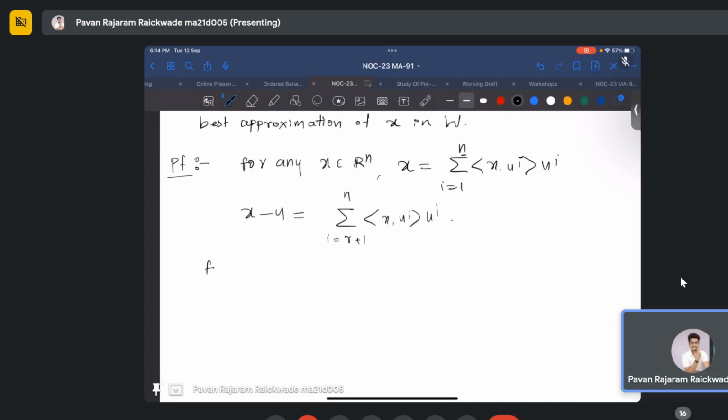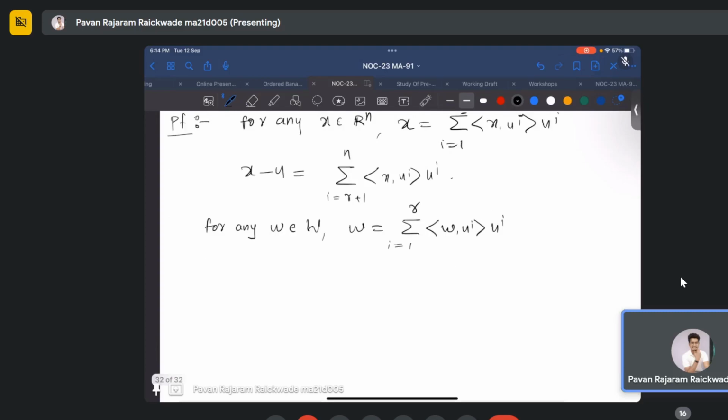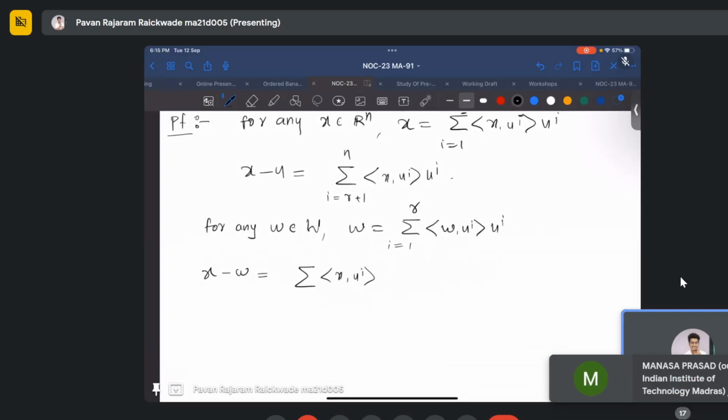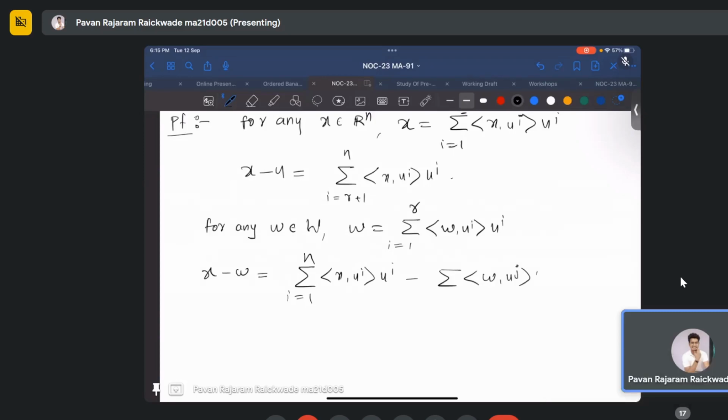Now for any w belongs to capital W, you can also write this w as a linear combination, w with ui, i going from 1 through r. Okay. Now what is x minus w? For x you have the summation of inner product of x with ui, times ui, i going from 1 through n, and for w you have inner product of w with uj, j going from only 1 through r.